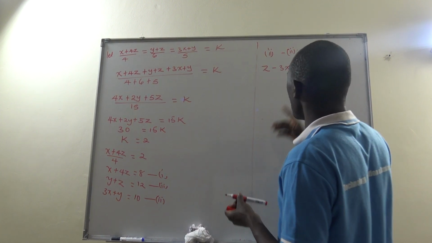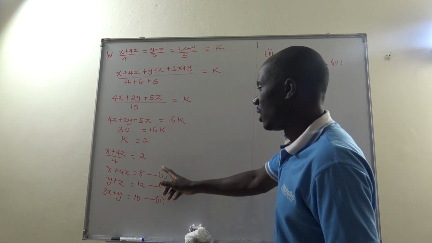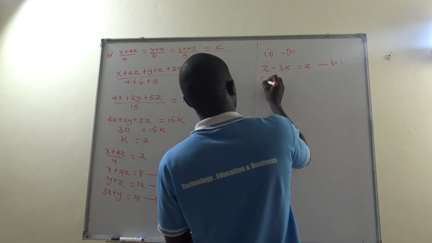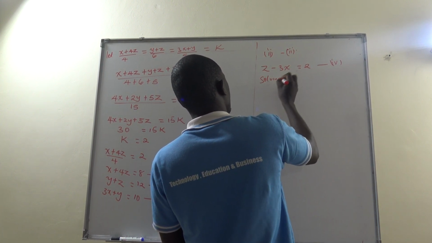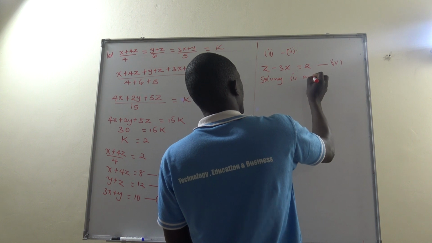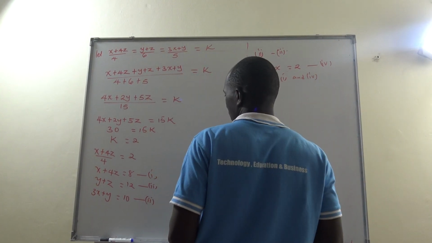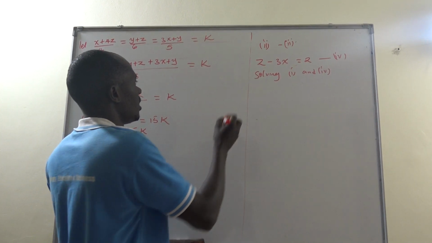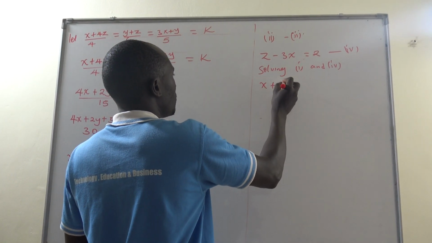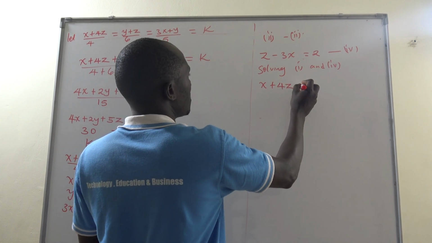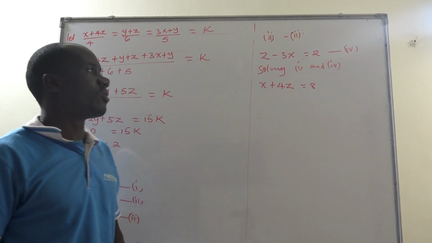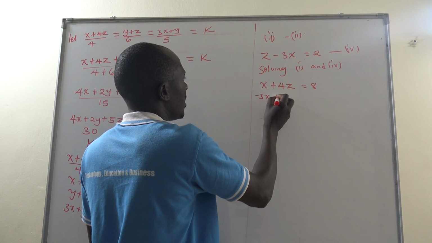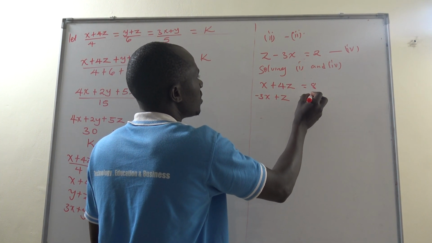Now equation 4 is related to equation 1. That means they can be solved together. Then you will say solving Roman 1 and Roman 4 simultaneously. What was Roman 1 talking about? Roman 1 is saying x plus 4z equals 8. And what is Roman 4 talking about? It is negative 3x plus z equals 2.